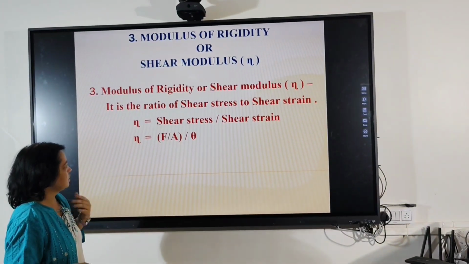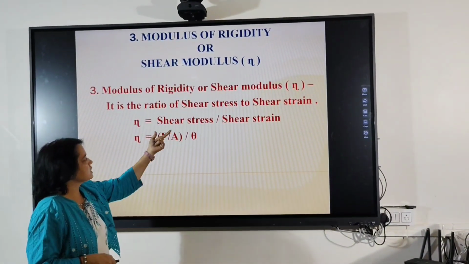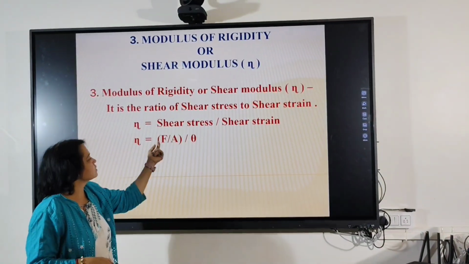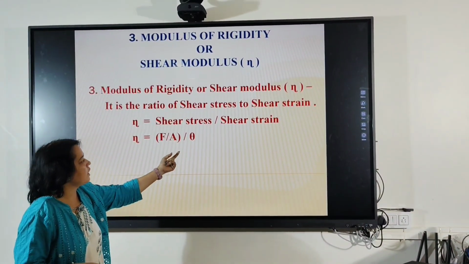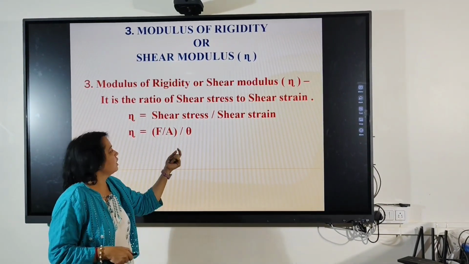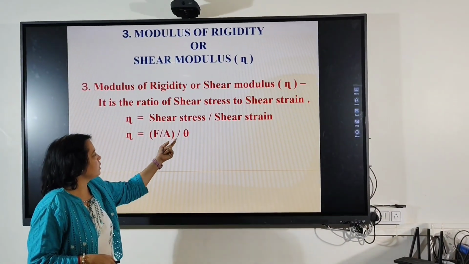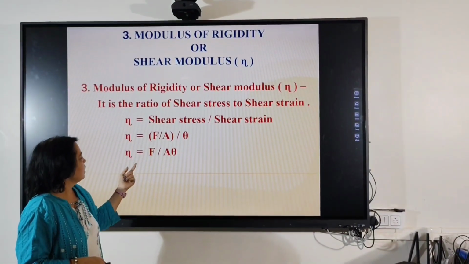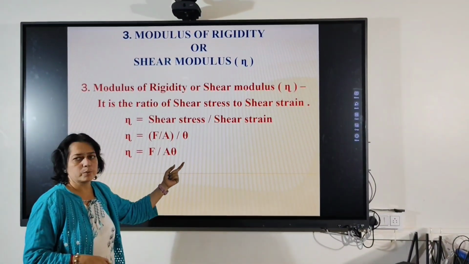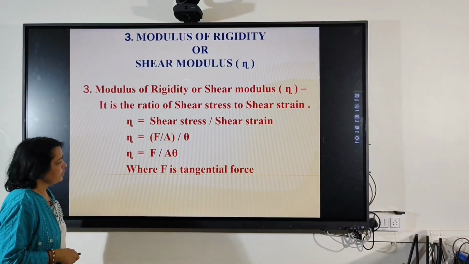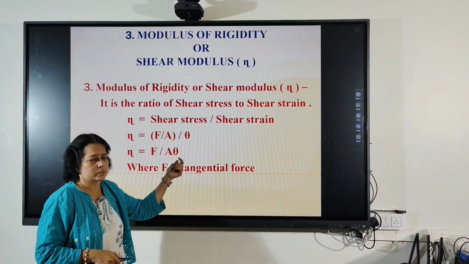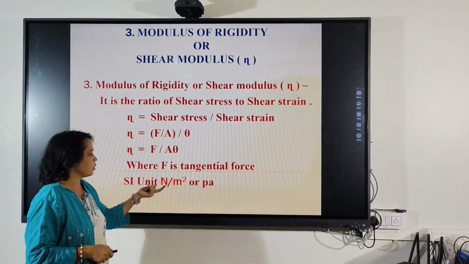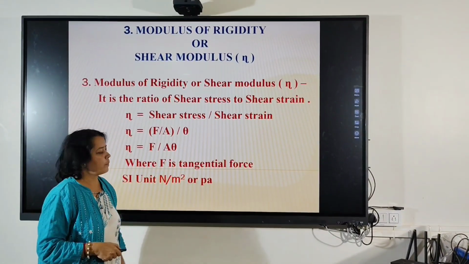And you know the mathematical formulas of shear stress and shear strain. Therefore, eta is equal to shear stress, which is force upon area, divided by shear strain, theta. Therefore, eta is equal to F divided by A into theta, where F means the tangential force applied to the body, and its SI unit is also Newton per meter square or Pascal.